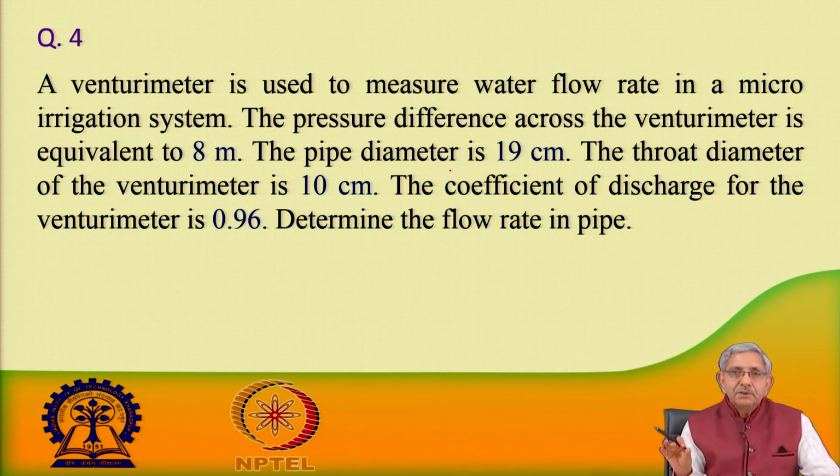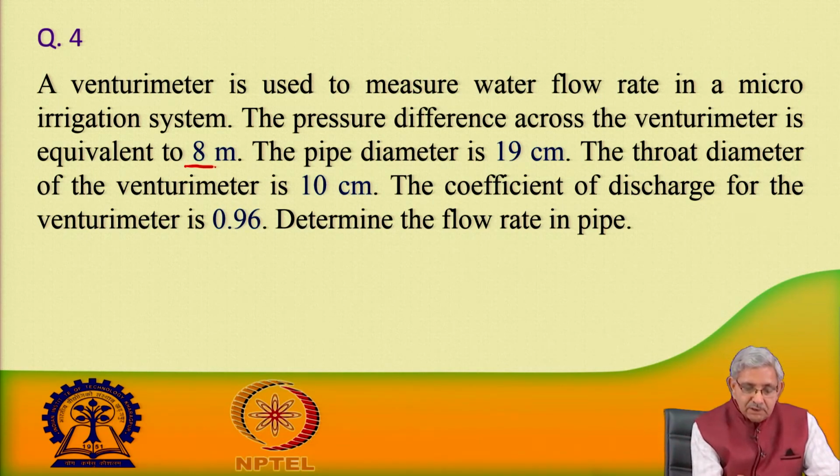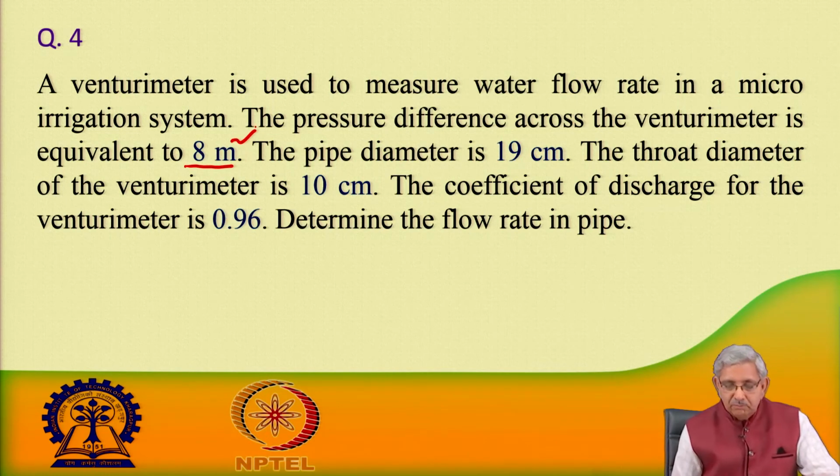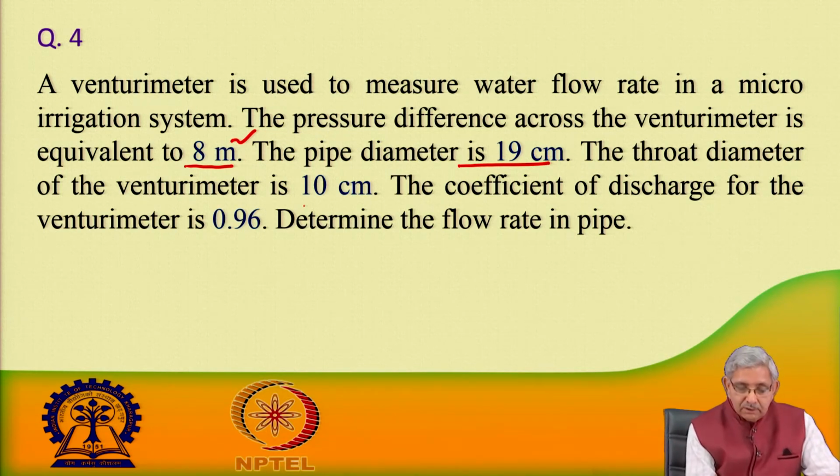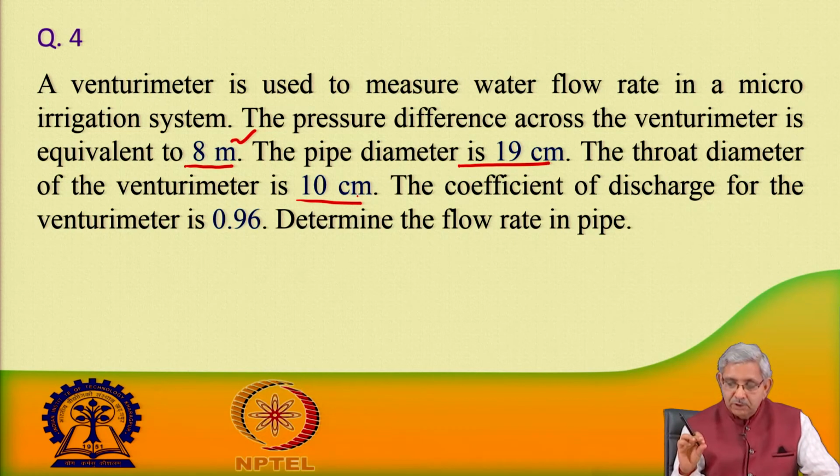At these two places, the manometers give us the values of pressure, and the pressure difference between the converging section and the throat section is given as 8 meter. Pipe diameter is 19 centimeter, the throat diameter is 10 centimeter. In the throat there is a constriction, and because of this constriction the pressure difference takes place.